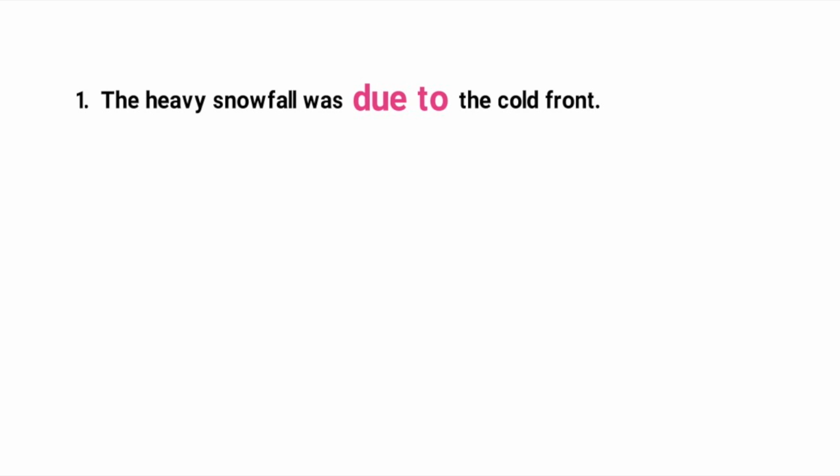Another tip is that whenever you see a form of the verb to be, so is, was, etc., and due to can fit directly after it, it's always due to, always.